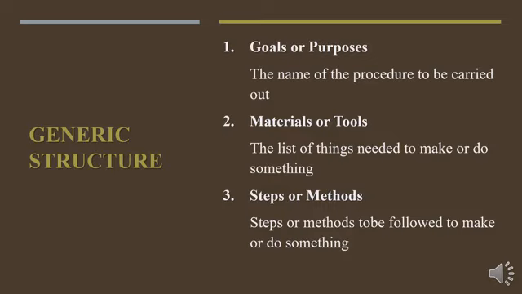And then the second part is called materials or tools. Okay, like its name, in this part, there will be written the list of things needed to make or do something. Nah, seperti namanya, maka pada bagian ini akan dituliskan bahan-bahan dan alat-alat yang diperlukan untuk membuat, menggunakan, ataupun mengerjakan sesuatu. And then the third part of procedure text is called steps or methods.